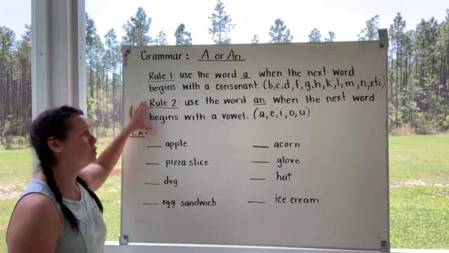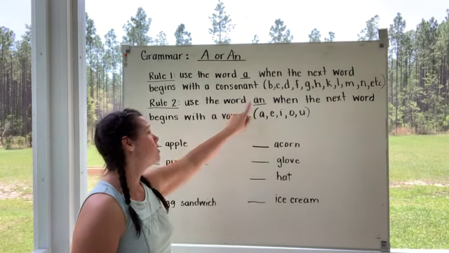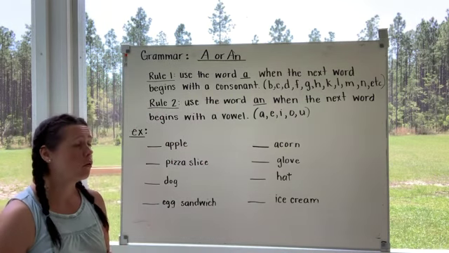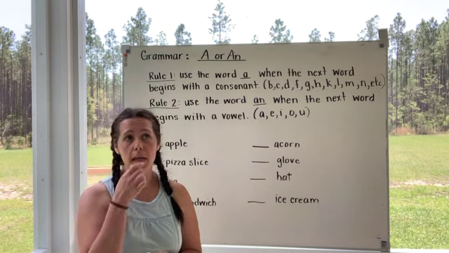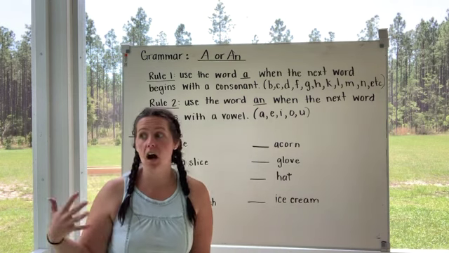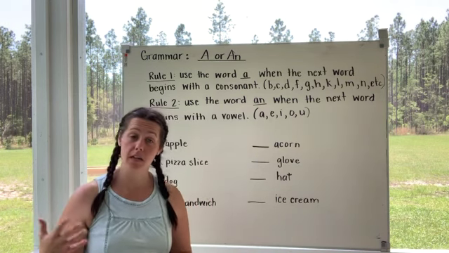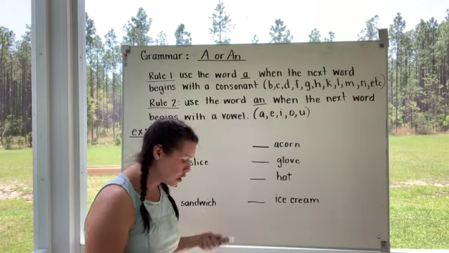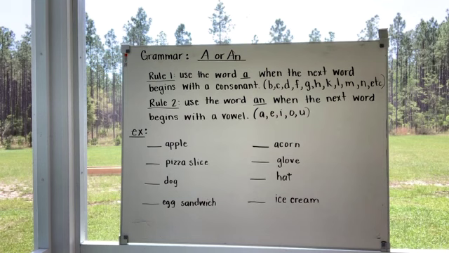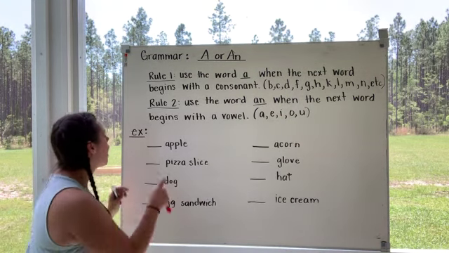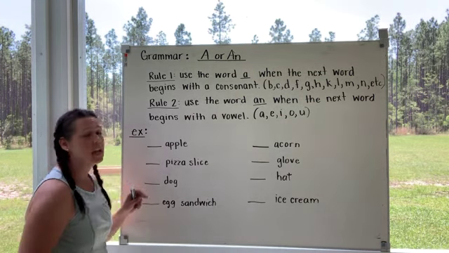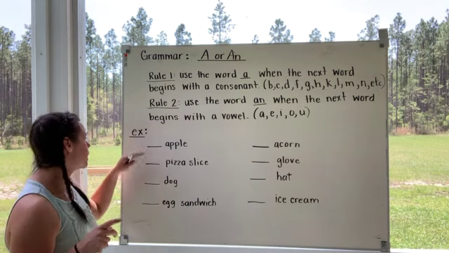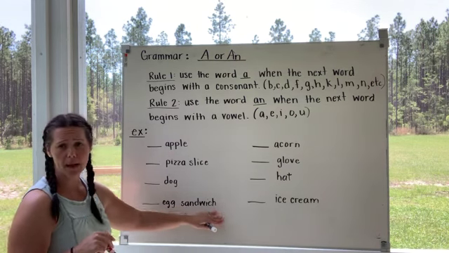Rule 2, use the word an when the next word begins with a vowel. Okay, so an example would be an octopus, because octopus begins with a vowel. It begins with an O. All right. So what we're going to do is go through and choose if it's a or an when I look at my examples.